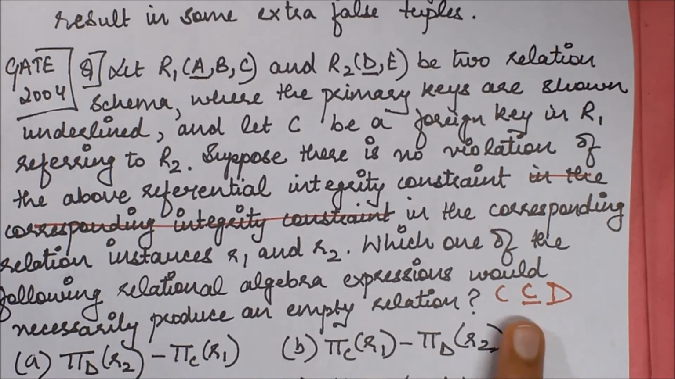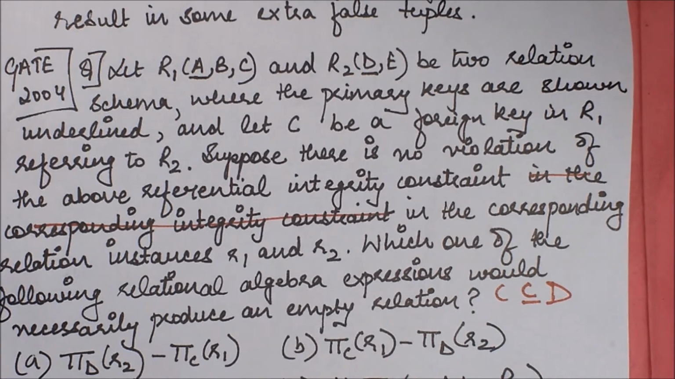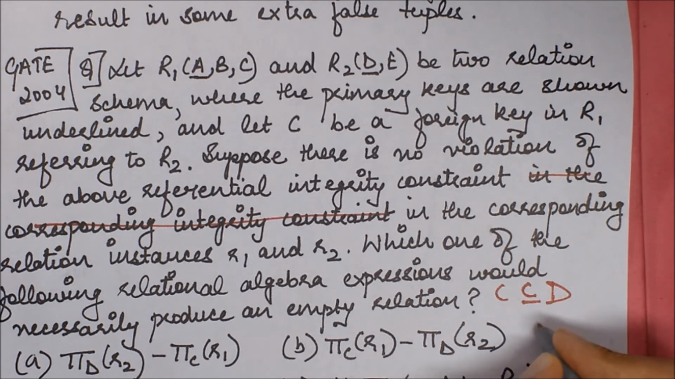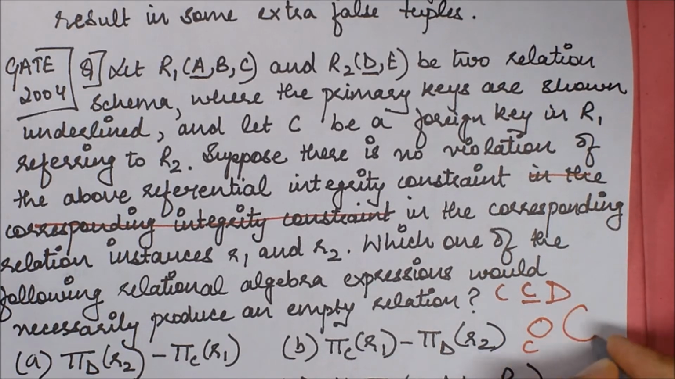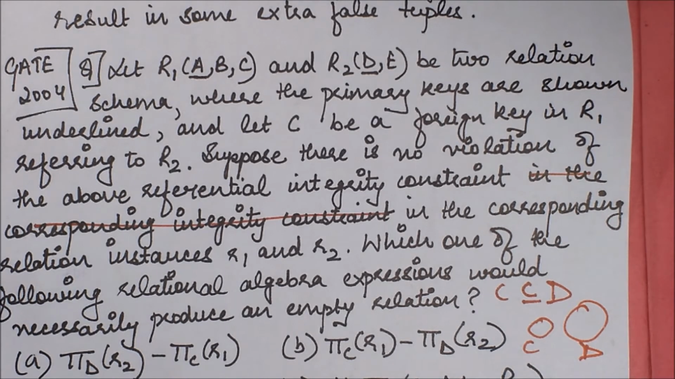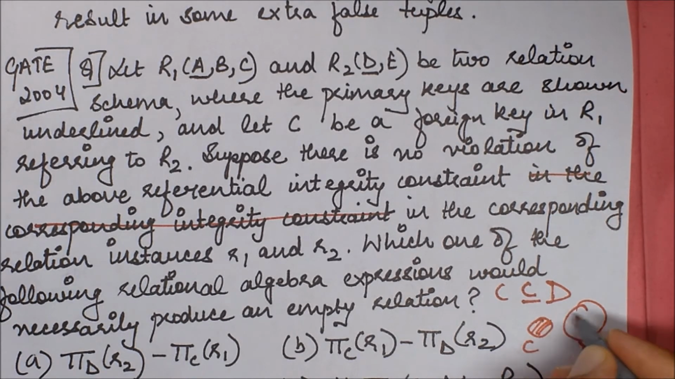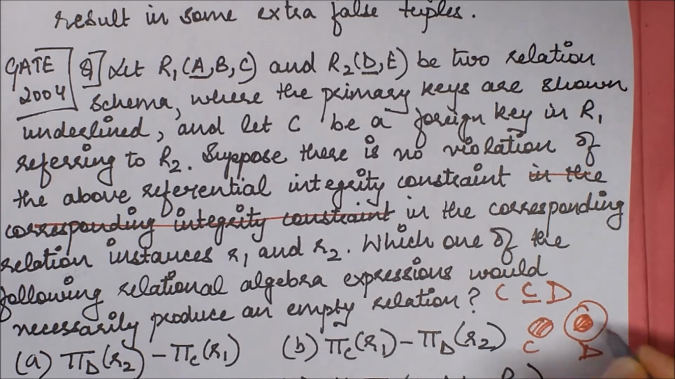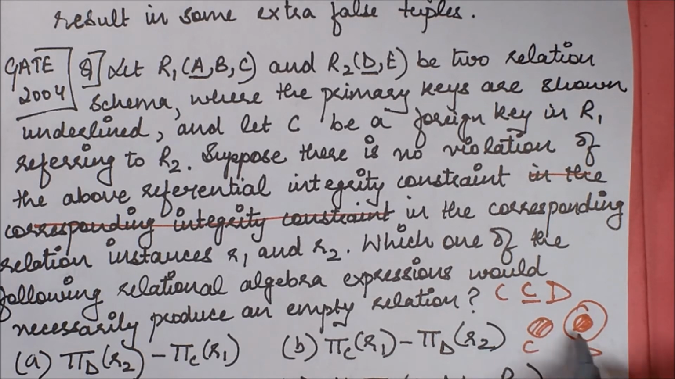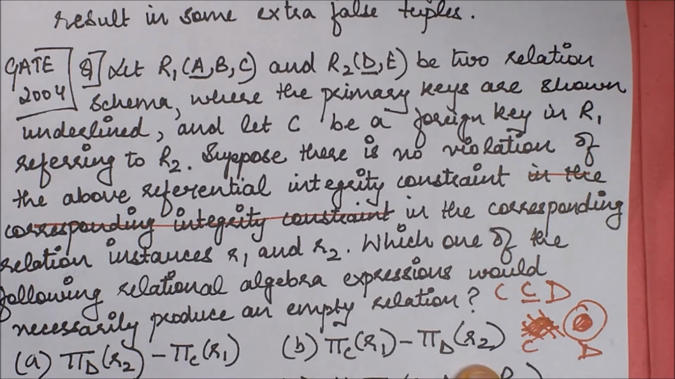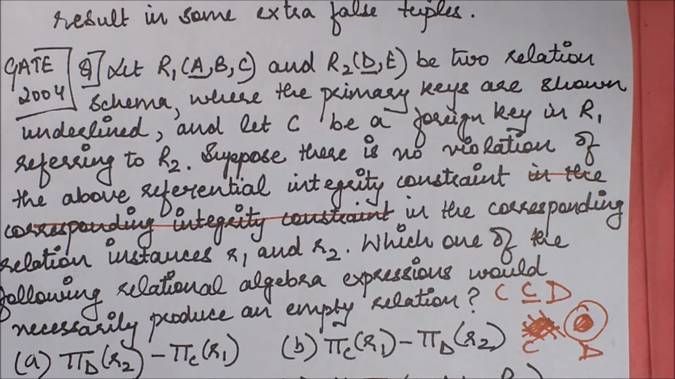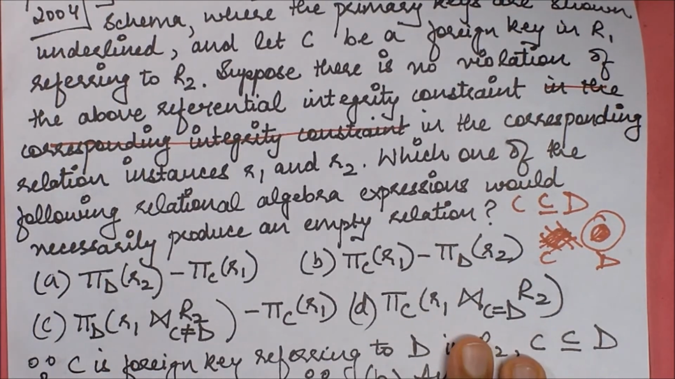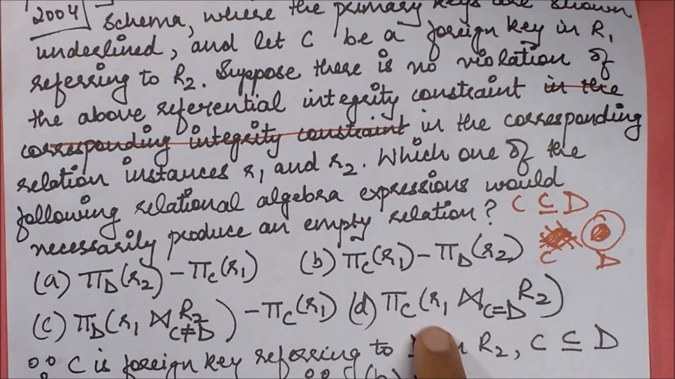So what if I subtract D from C? Let's say C is this and D is this. This entire part is common. So if I subtract D from C, this entire thing will get subtracted, and I'll be left with nothing. That means this will always produce an empty set. So the answer is B in this case, but you also had some other options like A, C and D.